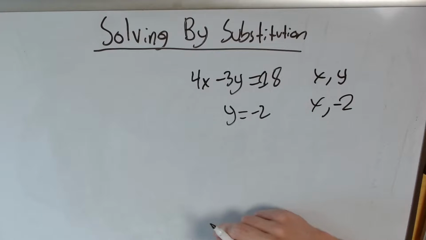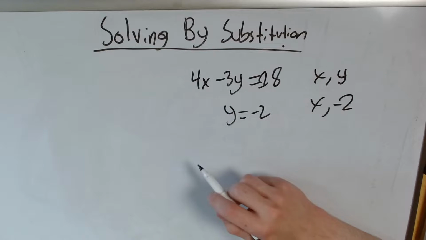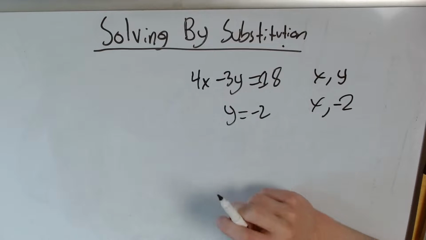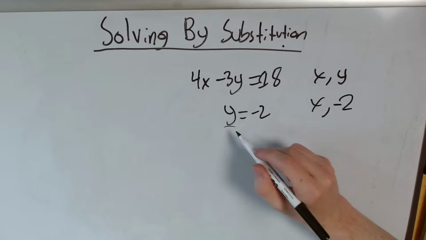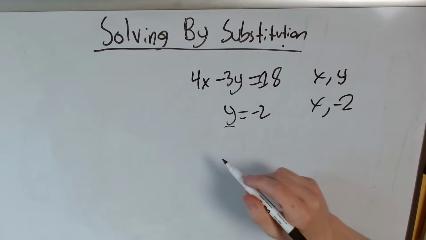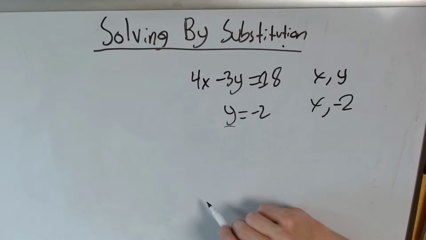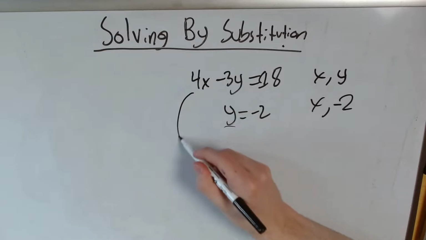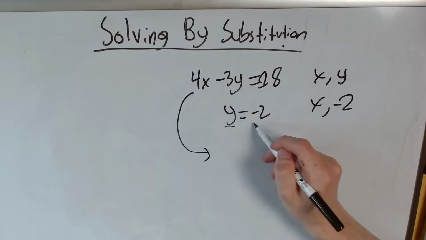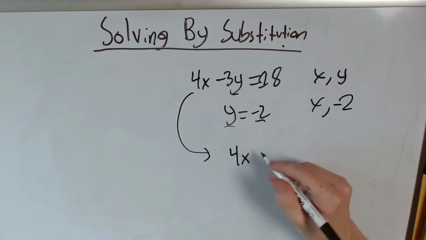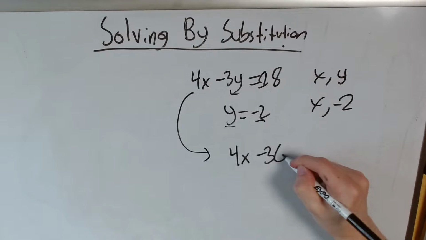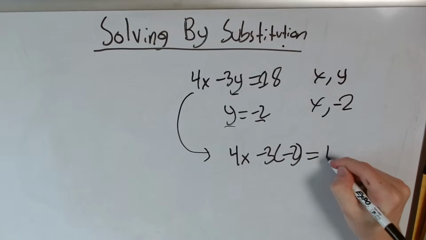Well, we use a technique called substitution. What is substitution? Well, basically, whenever you're presented with a system of algebraic equations, you substitute the value of one variable into another equation to find the other variable. Let me show you what I mean. I'm going to plug in negative 2 for y. So I have 4x minus 3 times negative 2 equals 18.